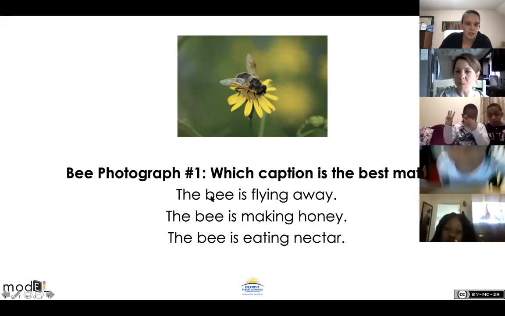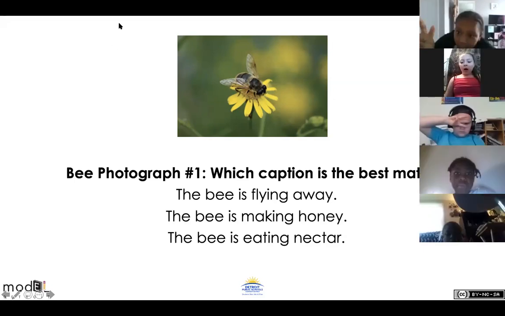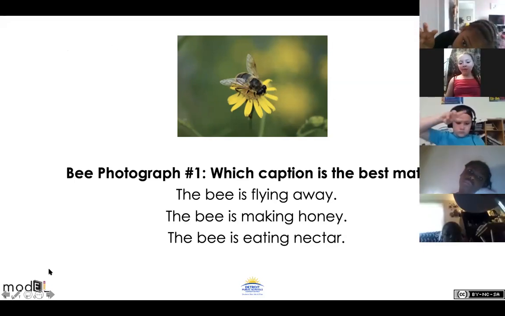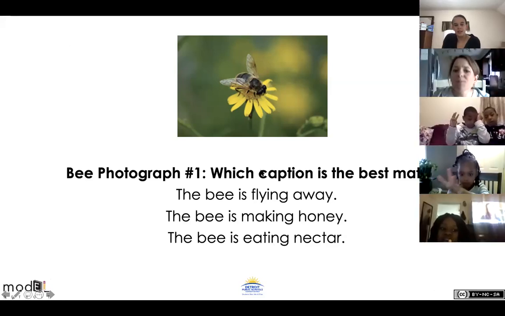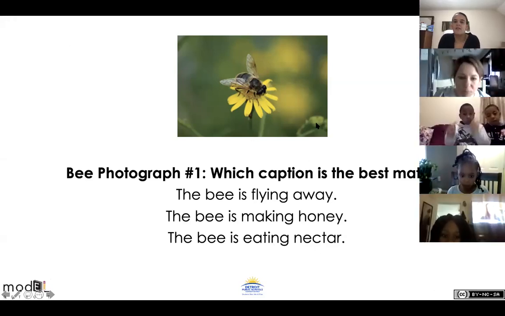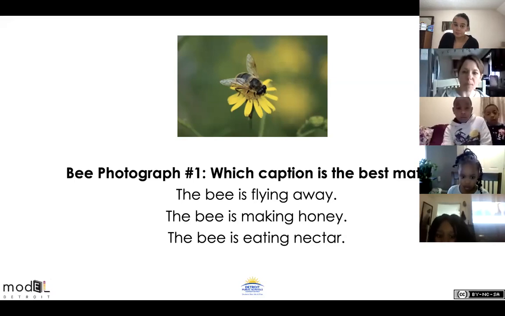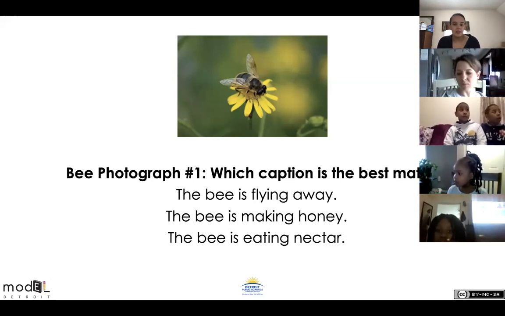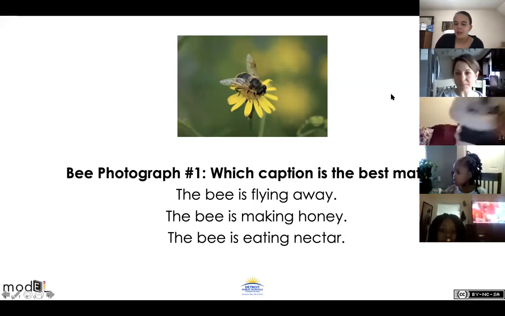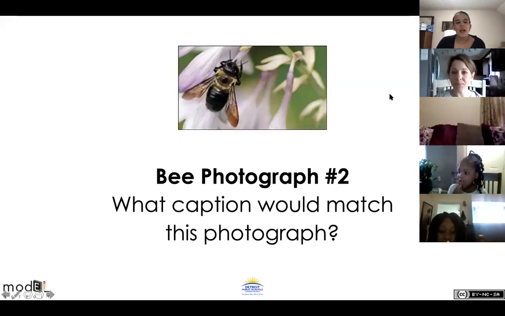Emad says 3. Viella says 3. I think London says 3. Yeah, so friends, you're right. It is number 3. The bee is eating nectar. That's what they go to the flower to do. Okay, so the caption of this picture in a nonfiction book would say, the bee is eating nectar, or something similar to that.